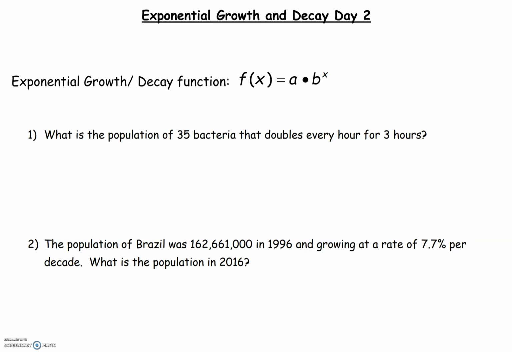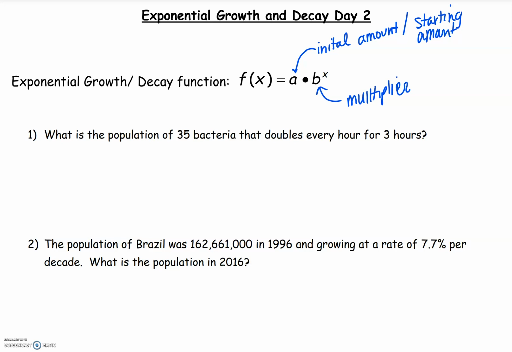In this lesson, Exponential Growth and Decay Day 2, we are going to look at how we plug in different values and solve for the growth or decay. So in this, our A is our initial amount, or kind of our starting amount. And then our B is our multiplier. And that is our rate, if they give us a rate for that.